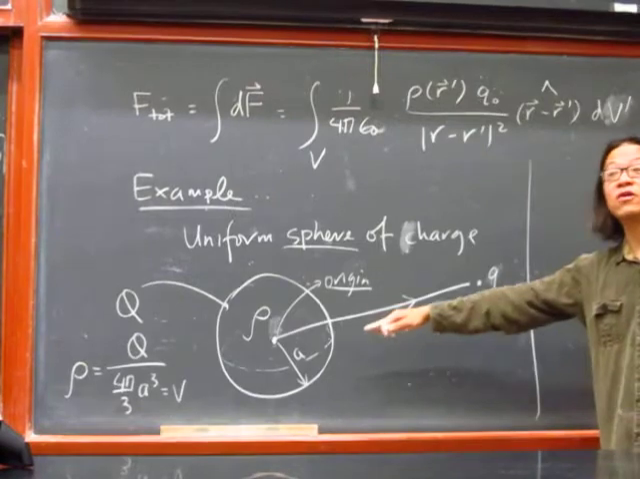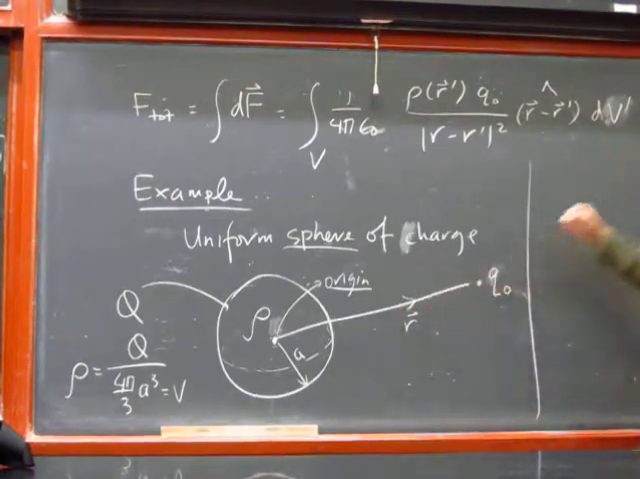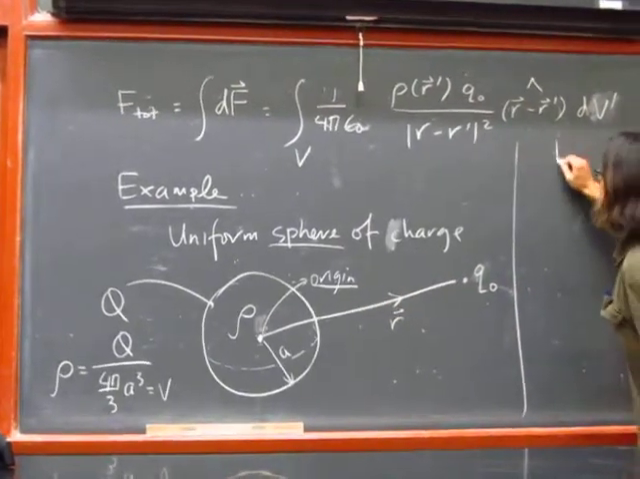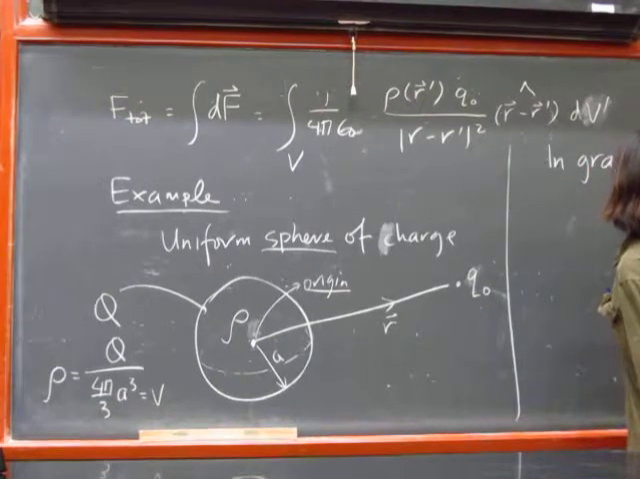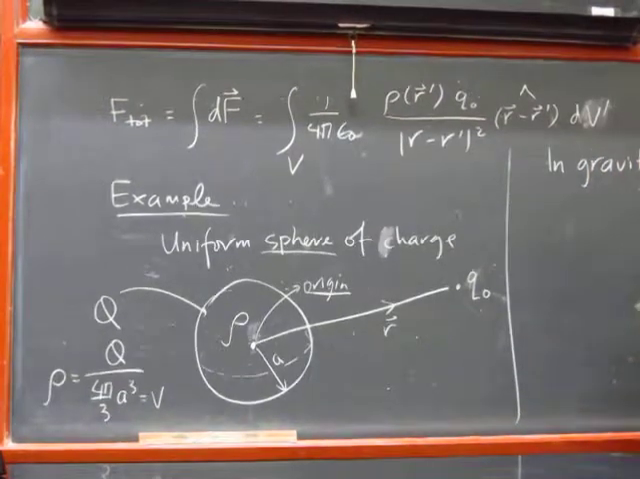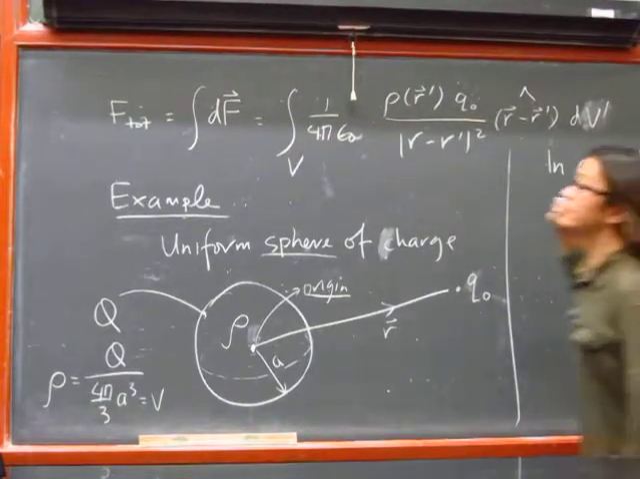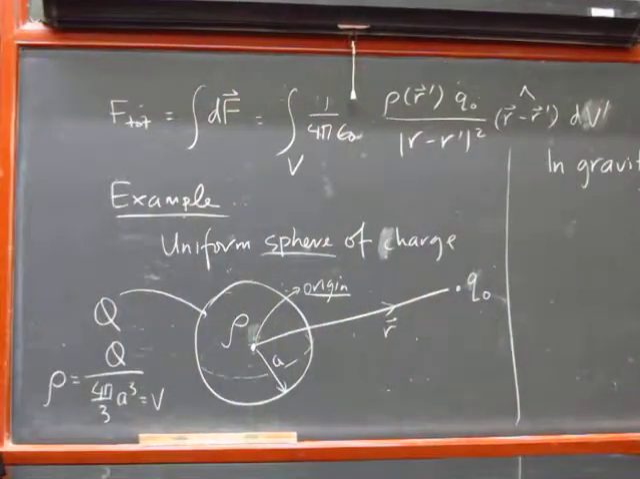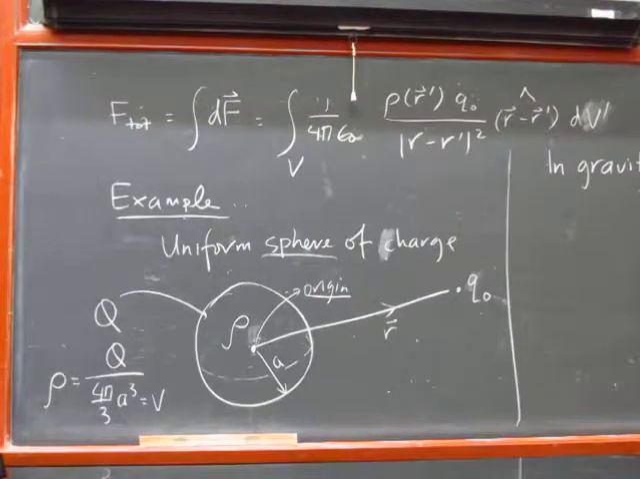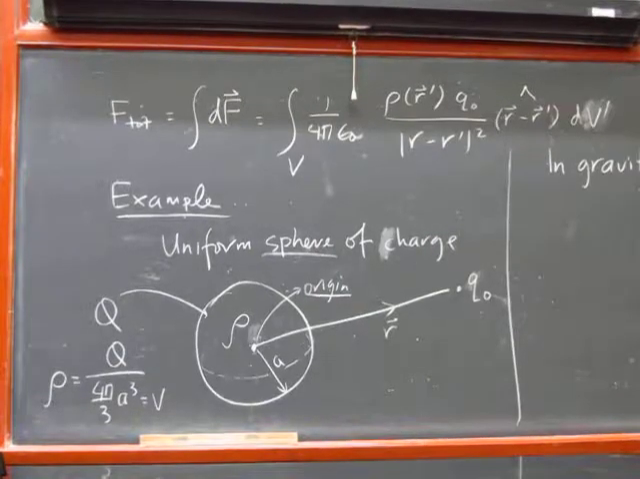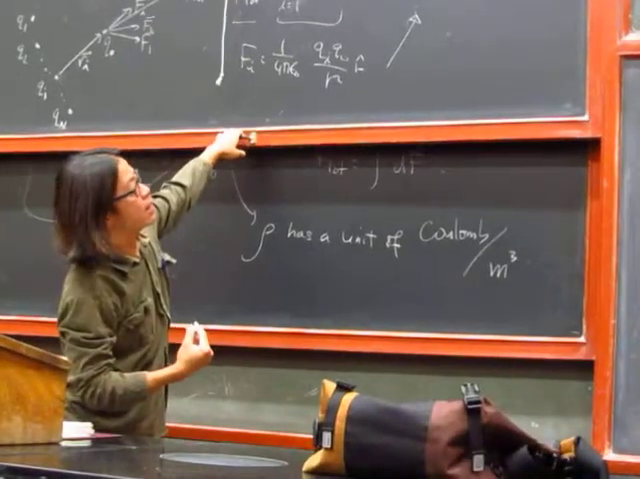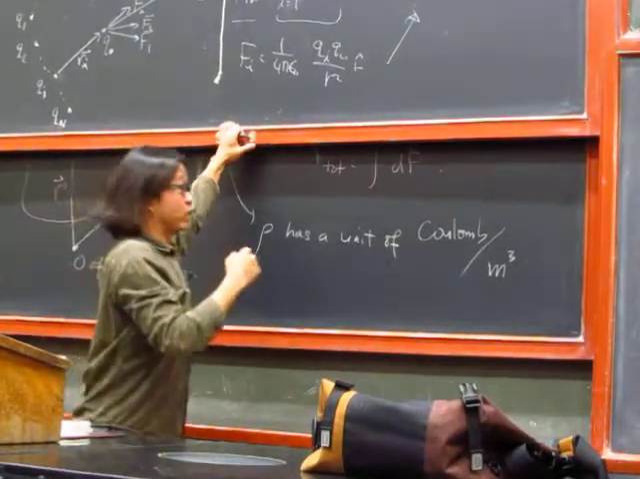You can just draw an analogy with gravity. You know gravity, right? Or this is in 7A, right? Because gravity has a similar structure for the force, right? It's a central field. And it's also 1 over r squared.